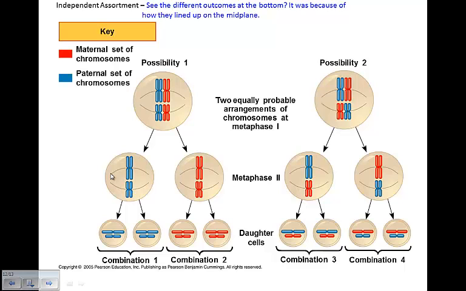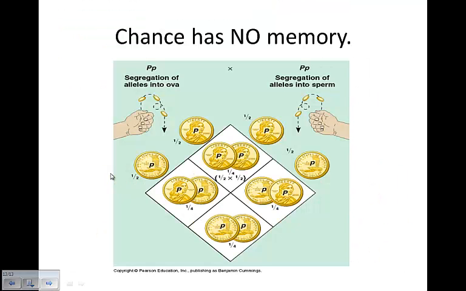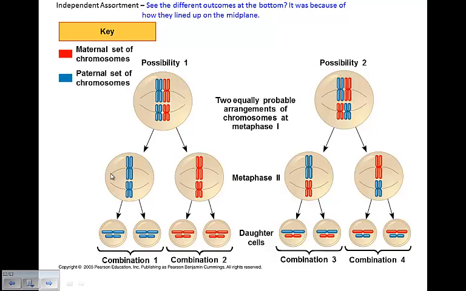Okay? The law of independent assortment describes the behavior of pairs of homologous chromosomes during metaphase 1. This means that they're going to sort independently. They can go in different directions. Here's independent assortment: they can sort in any direction. They are not tied to each other.